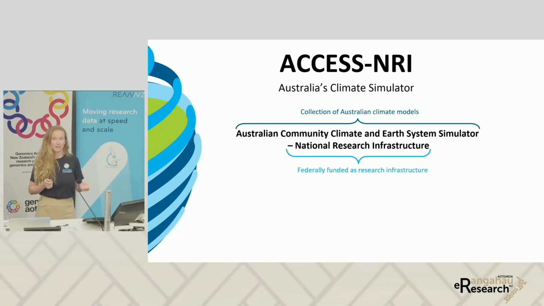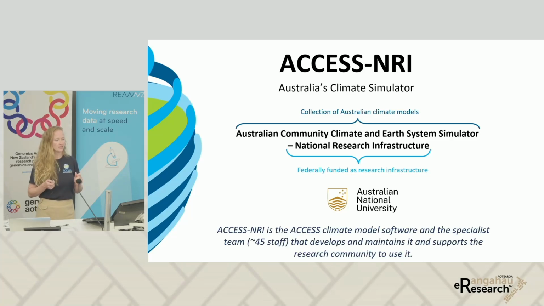We are federally funded, but we are housed at the Australian National University in Canberra, Australia, although our staff does sit remotely across Australia. So in a nutshell, ACCESS-NRI is the ACCESS climate model software and the specialist team that develops and maintains it and supports the research community to use it.